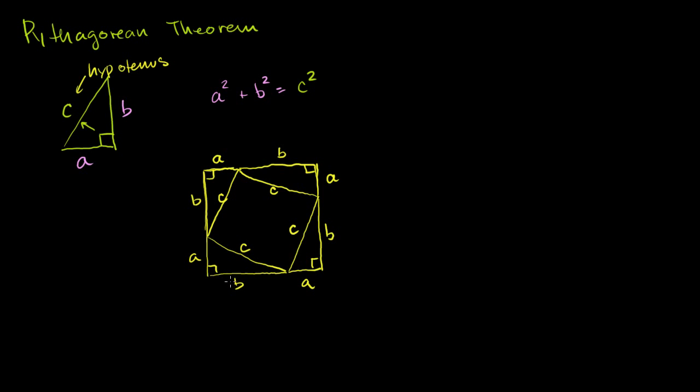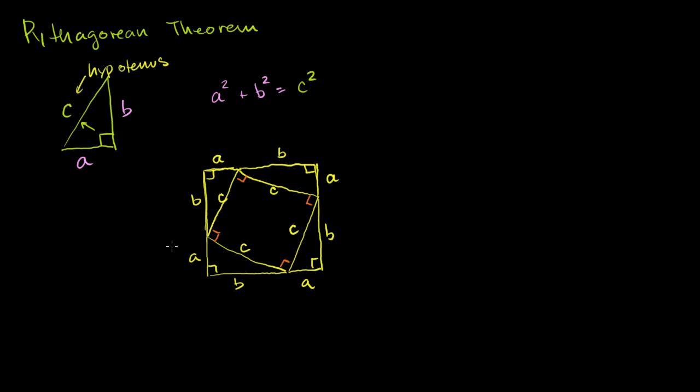Now, what do we have here? We have all of these right angles. And inside, I have this other square that is inscribed into this larger square. And I can prove to you, if you like, that these are also right angles. And why don't I just show it to you?